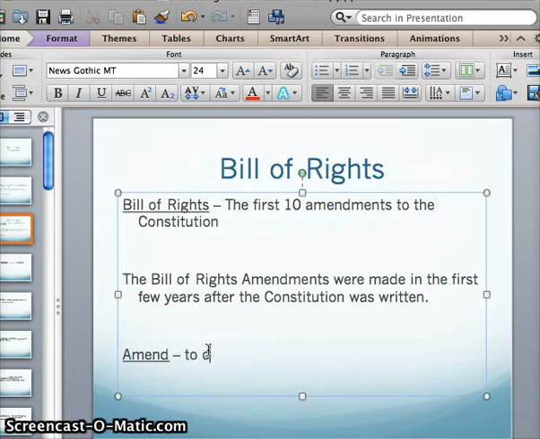Amend means to change. So when they wrote the Constitution, they put in a way for people to change the Constitution. There are two ways to change the Constitution. It either can come from the states and the people, or it can come from the Congress.